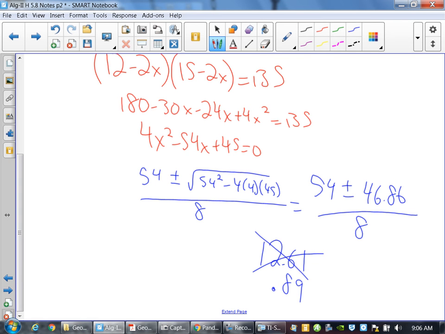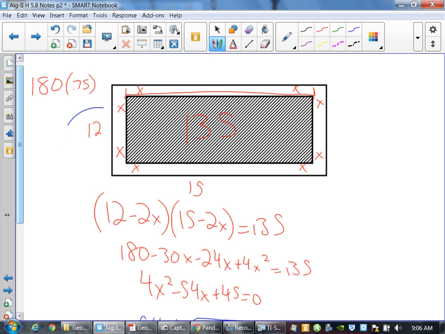Wait, why can't it be 12.9? The problem itself said that the wall is only 12 by 15. So I can't have a border bigger than the wall. It's just that the width of the wall is 12. I can't have a border that's bigger than the width of the wall. Why not? I don't get why not. I'll show you.